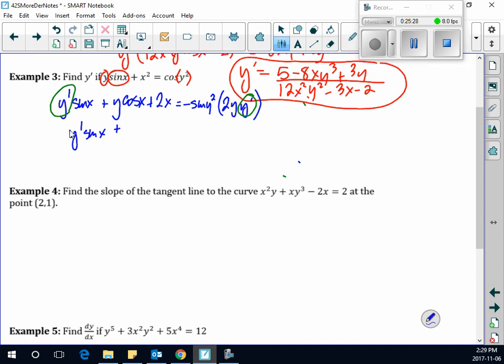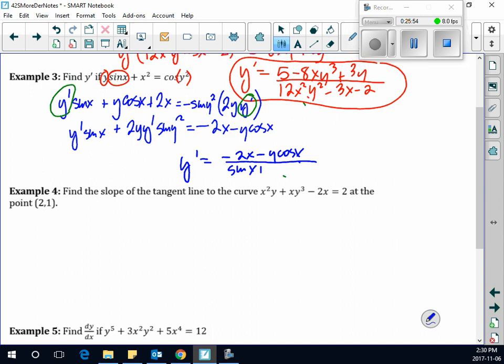So I'm going to do 2y prime sine y squared equals minus 2x minus y cos x. So then y prime is going to be minus 2x minus y cos x divided by sine x plus 2y sine y squared. There you go.